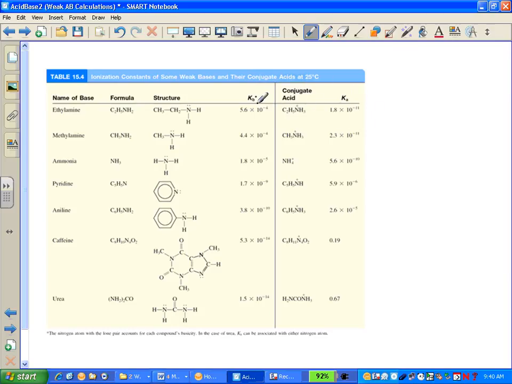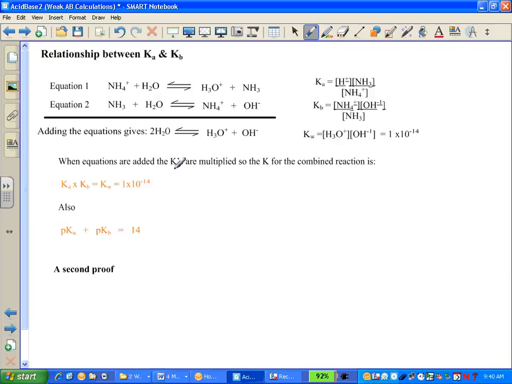And there's a relationship between the Ka and the Kb for a conjugate acid-base pair, and that's what we want to determine. The way that we're going to determine that is by using some skills that we learned in the last unit, where we add equations.